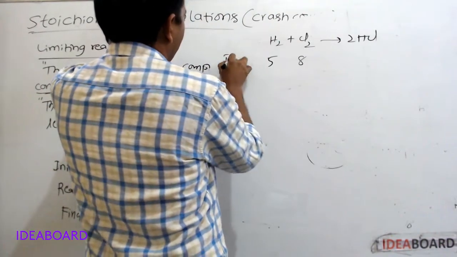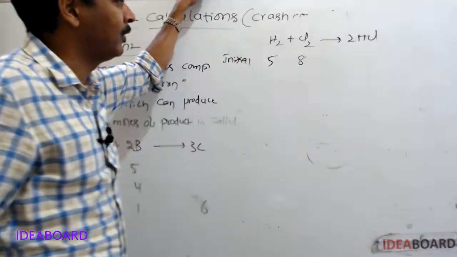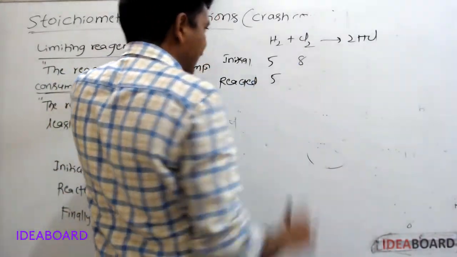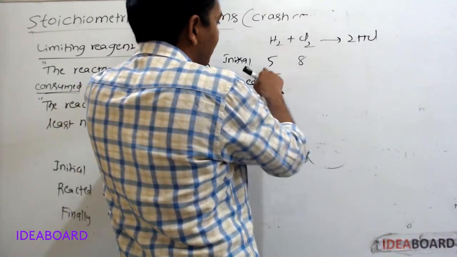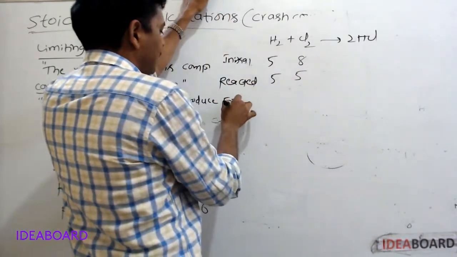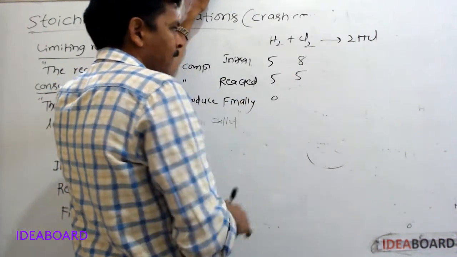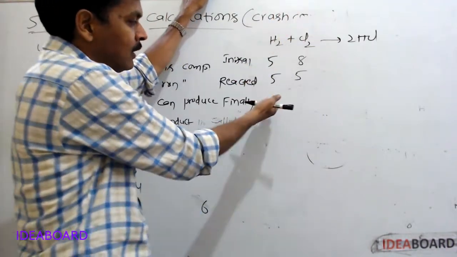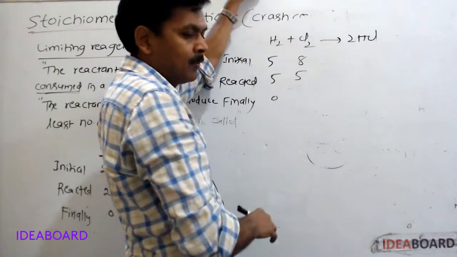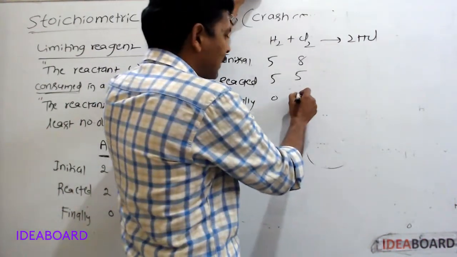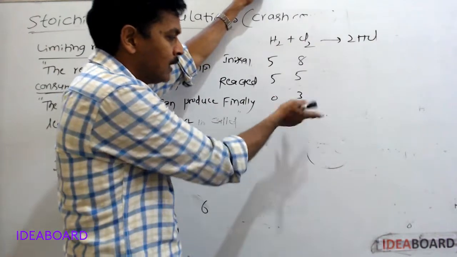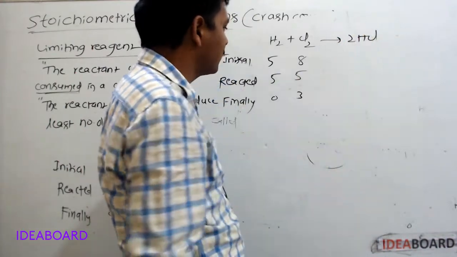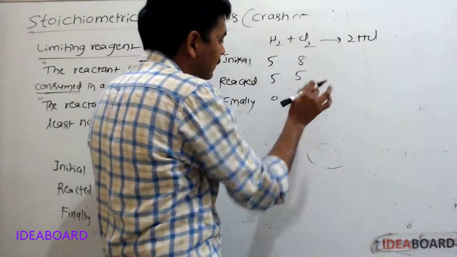Initially, 5 moles of hydrogen, 8 moles of chlorine are given. Reacted: 5 moles will react. For 1 mole, 1 is required; for 5 moles, 5 is required. Then finally, 0. 5 moles of hydrogen is given, 5 moles reacted. The number of moles of hydrogen that remains unreacted is 0. Chlorine 8 moles is given. From that 8 moles, 5 moles reacted. Then how many moles of chlorine remain unreacted? 3 moles.